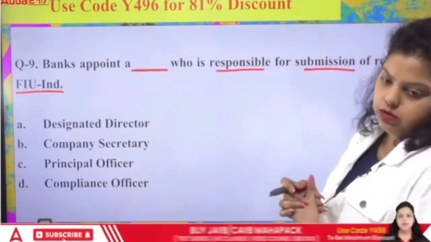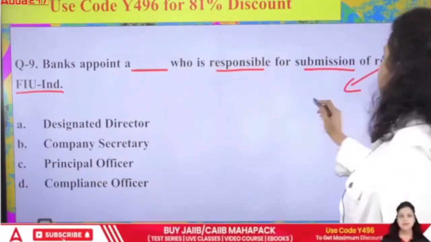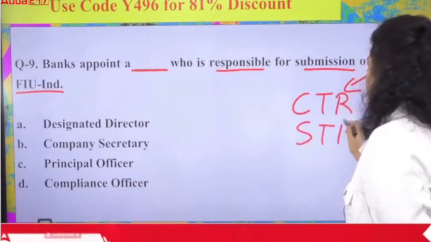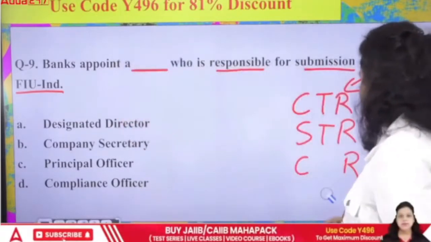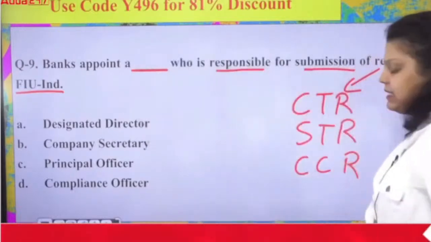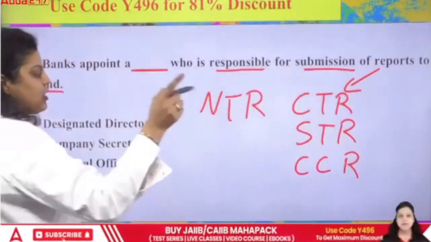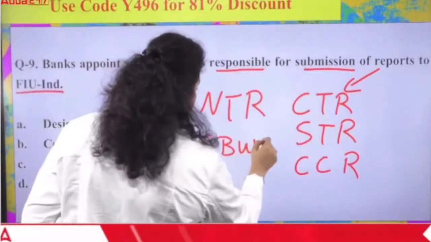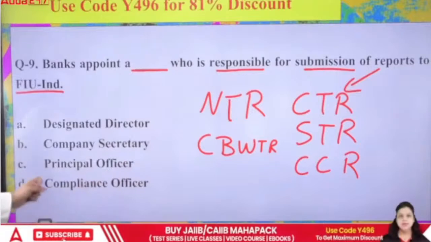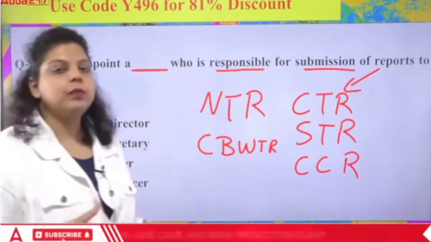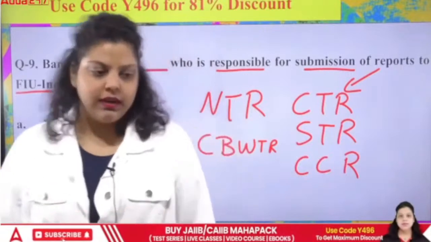Now, what kind of reports are we talking about? The bank appoints a person who is responsible for submission of reports. The reports will be your cash transaction report, suspicious transaction report, and counterfeit currency report. Do remember the full forms of them, that is very important. Then we have the non-profit organization transaction report, then the cross-border wire transfer report. These are the reports that will be submitted to the FIU-IND by the principal officer. So banks appoint a principal officer who has the responsibility to submit all these reports to the FIU-IND. Okay, next.